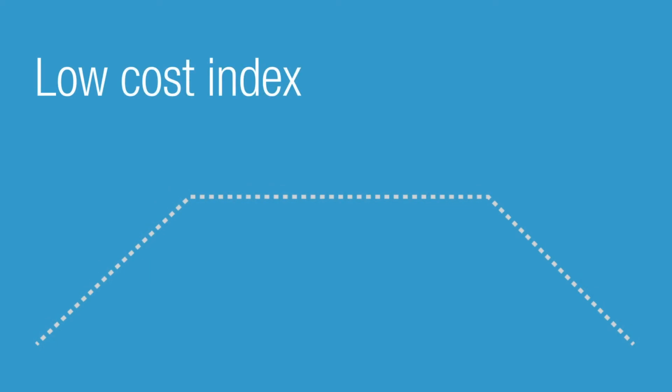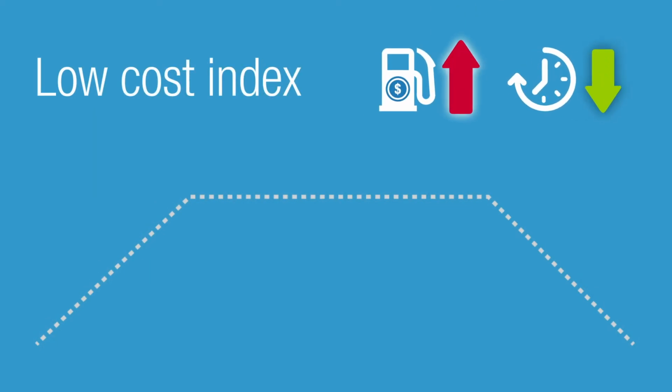With a low cost index figure, the cost of fuel is high, but the time costs are low, and as a result, the aircraft is flown at lower climb speeds, which means that the aircraft will climb at a higher rate due to the excess engine thrust, lower cruise speeds, and normally higher altitudes, so that the fuel burn is reduced as much as possible.